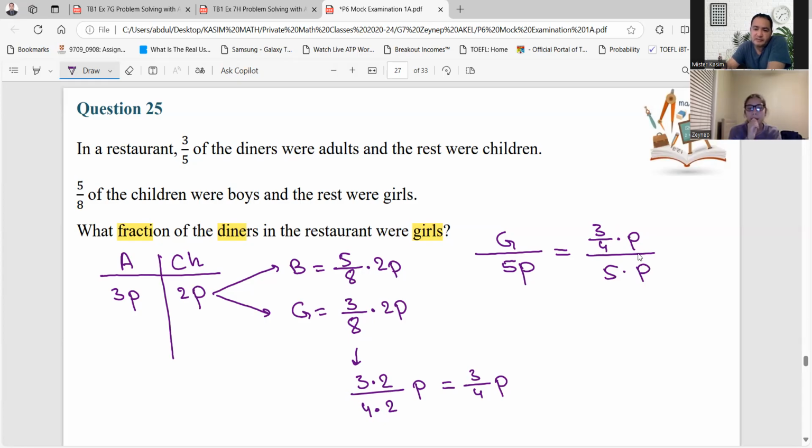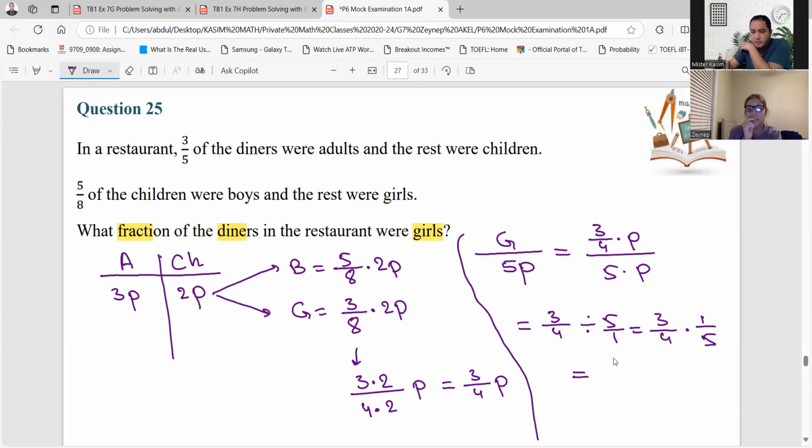Again, this fraction line is a division, right? So P and P cancel each other. I can write it as 3/4, fraction line means division, divided by 5. 5 means 5 over 1, which is equal to 3/4 times 1/5. So again, we just know how to multiply this. 3 times 1 is 3. 4 times 5 is 20. So that means 3/20 of the people in the restaurant were girls, right?